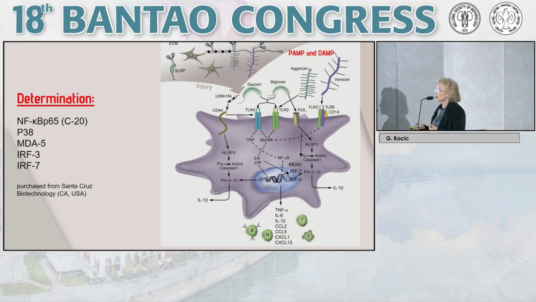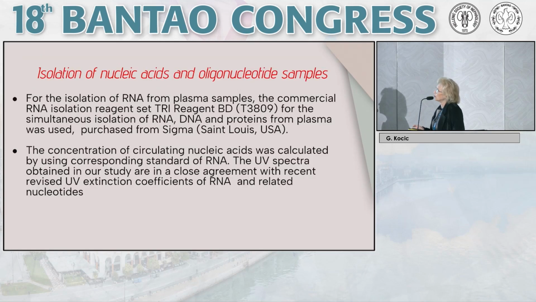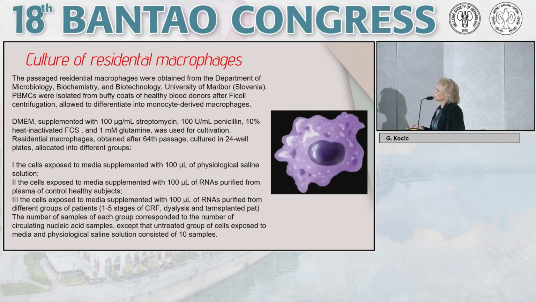MDA5, IRF3, IRF7. This was estimated not in patients, but in nucleic acids isolated from plasma of patients in different stages of chronic renal failure. We also have patients on a dialysis program, including stage 5, and transplanted patients. Nucleic acids were isolated according to the standard procedure.